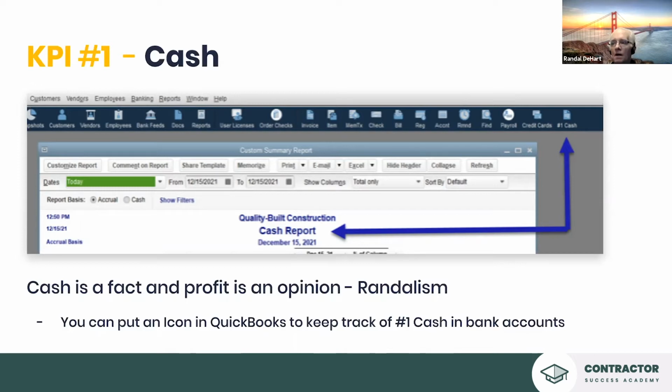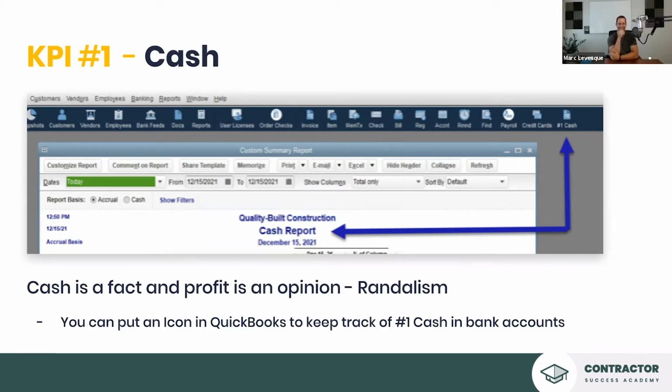I'll give you a Randalism. Cash is a fact and profit is an opinion. And the reason I say that is because if you ask your bookkeeper, "Hey, bookkeeper, what's 2 and 2?" they'll say 4. Ask your accountant what's 2 and 2, and they'll say, "Well, vertically it's 4, horizontally it's 22." Ask your chief financial officer what's 2 and 2, they look you square in the eye and say, "Well, what do you want it to be?"